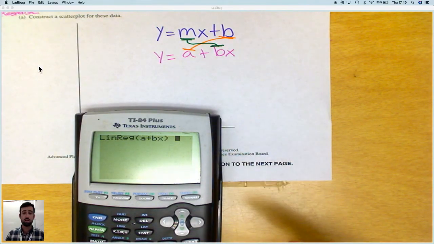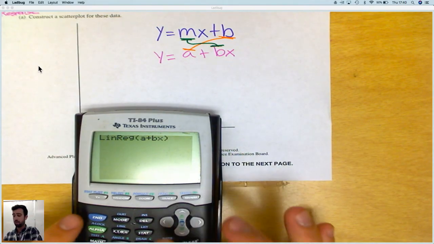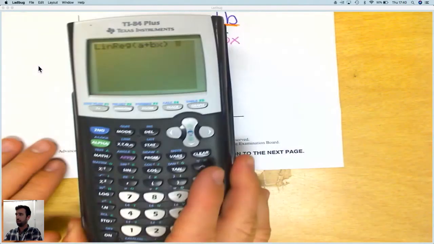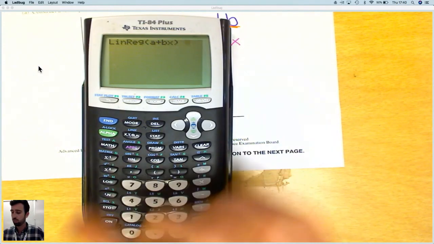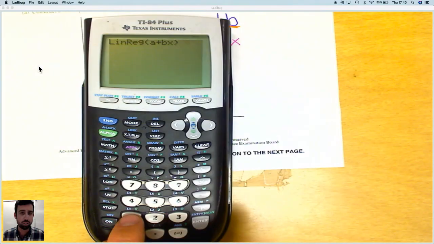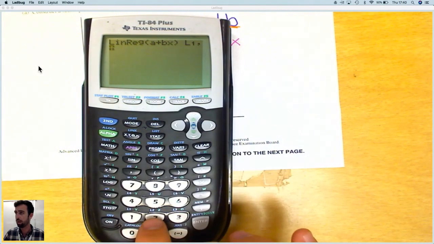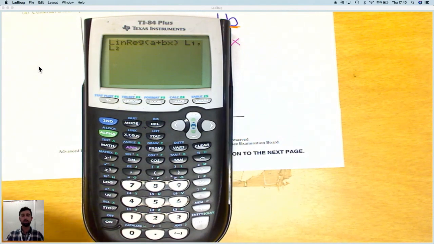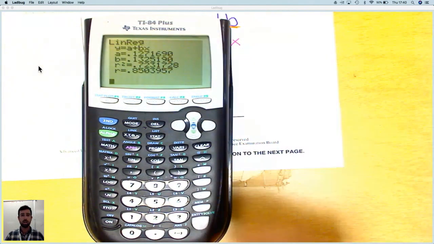And now we want to tell the calculator what type of line to run with what type of data. Because we put our data in L1 and L2, we want to hit second and then the 1 button. You see how the L1's in blue? Then comma, second, the 2 button, because that has L2 above it. Then we hit enter. And there's what we're going to get.